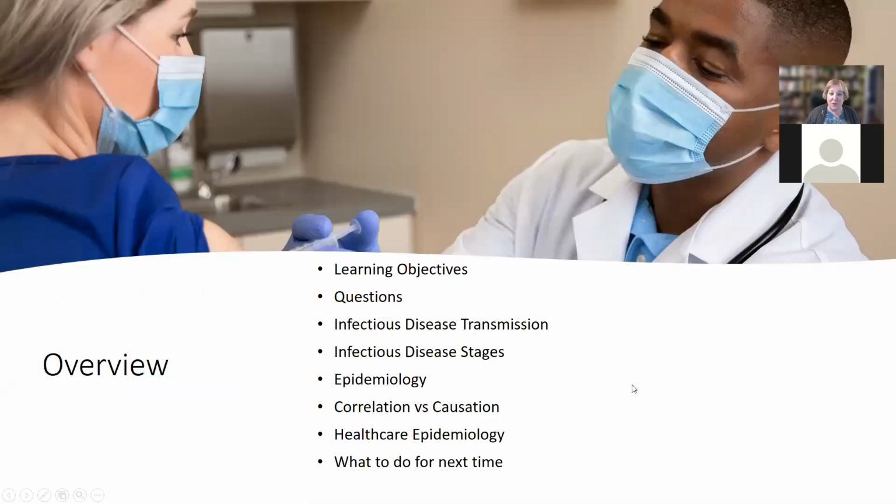So here's specifically what we're going to cover. At least this is what I hope to cover. We'll cover the learning objectives. Okay. I'll open it up to questions. We're going to talk about infectious disease transmission. We'll talk about epidemiology for sure, and correlation versus causation, healthcare epidemiology, and what to do for next time. If we have time, we'll cover the infectious disease stages. Okay? I strongly suspect that we will not. But, you know, we've all been sick. We understand this kind of thing, unfortunately.